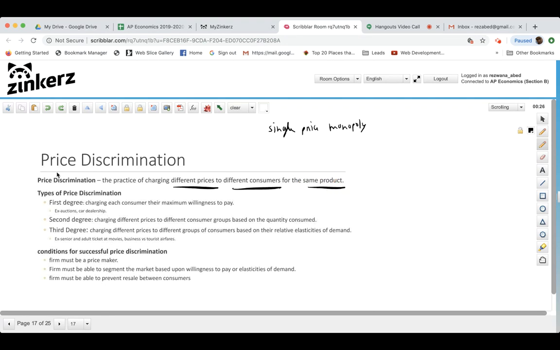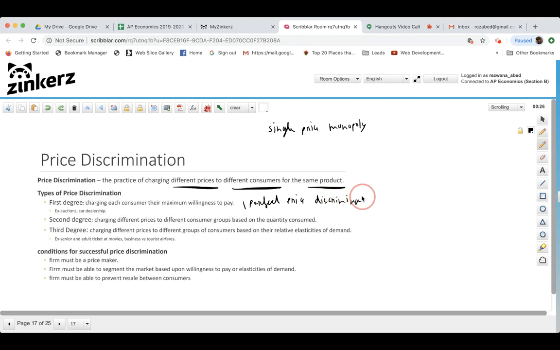So what are the different types of price discrimination? There are three different types of price discrimination that we tend to see. The first one is first degree price discrimination, which is also called perfect price discrimination.